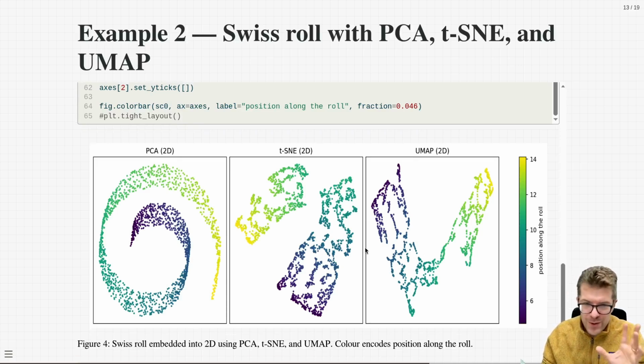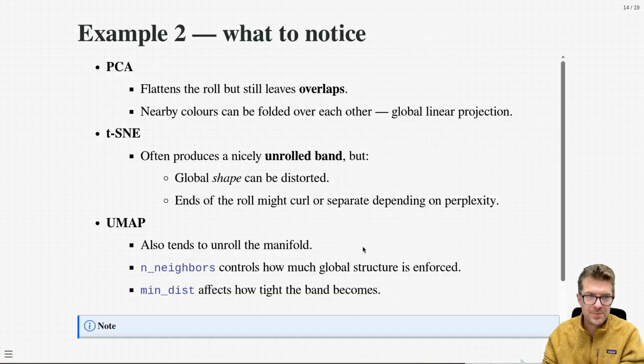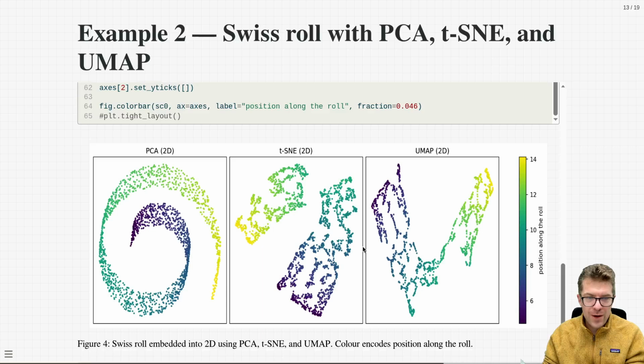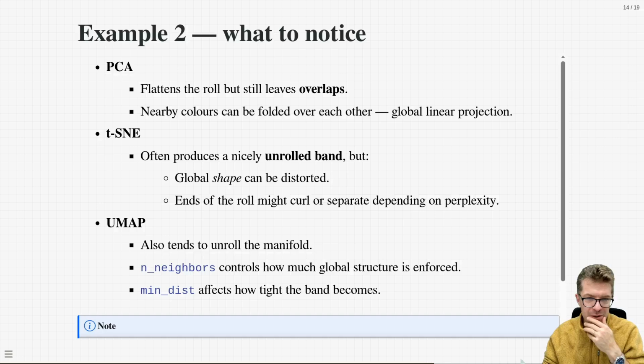The difference between t-SNE and UMAP might not be too obvious from this kind of point of view. So why would I use t-SNE or UMAP in this case? Well, PCA can flatten the rollout and still leave overlaps. I mean, it doesn't leave an overlap here in this case, but it did when I saw the visualization earlier. Nearby colors can be folded over each other. There's all kinds of problems.